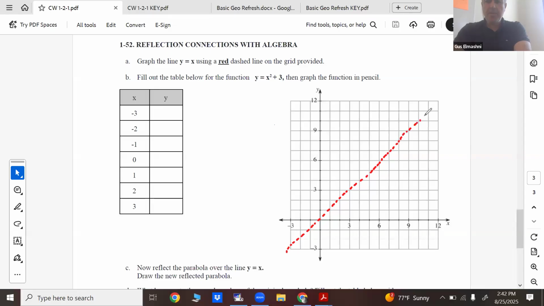Yeah, it helps you steady your hands. Okay, so what I want you guys to do is fill out the table for part B. Then afterwards, reflect it about the dashed line. And then we're going to have an observation about it at the end. So go and try it right now. I'll come around and help you guys out.